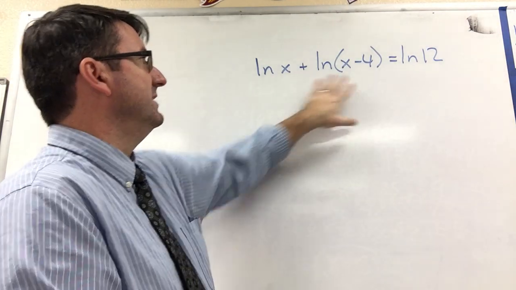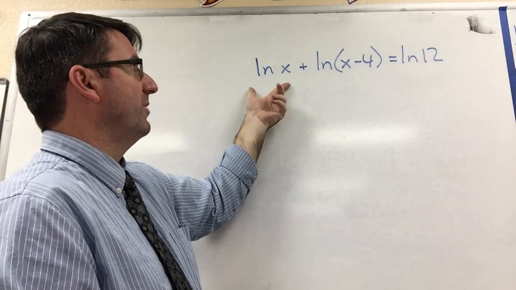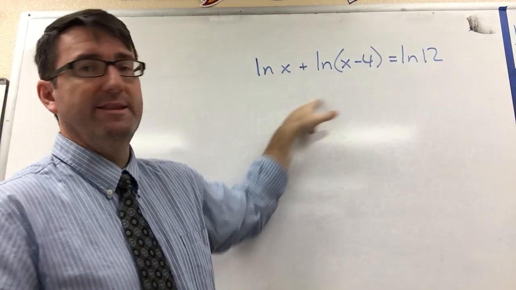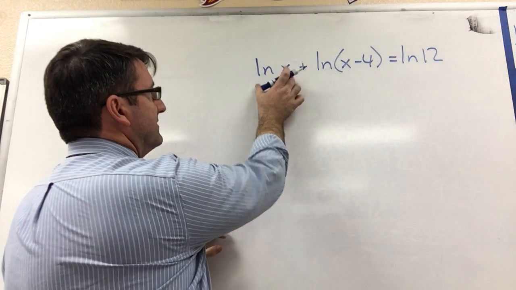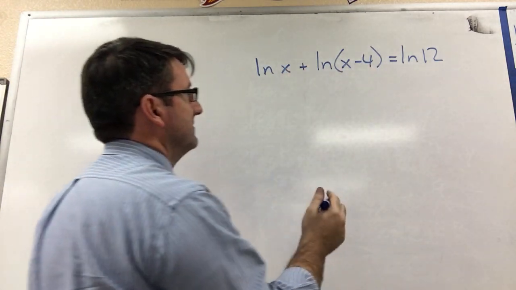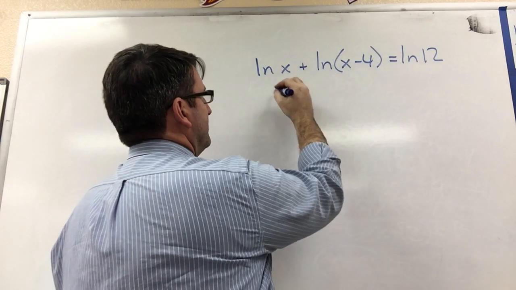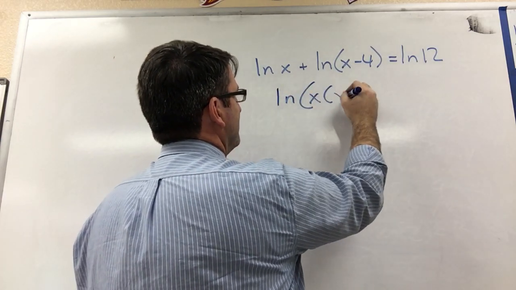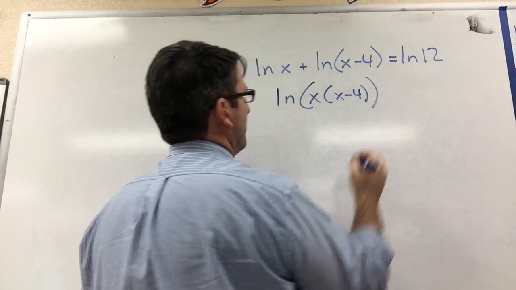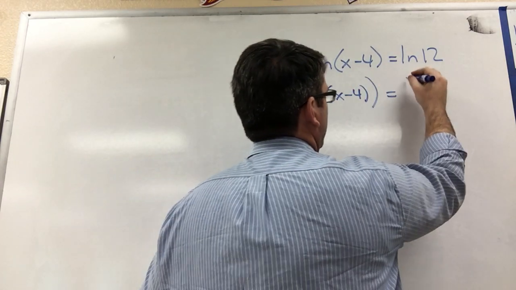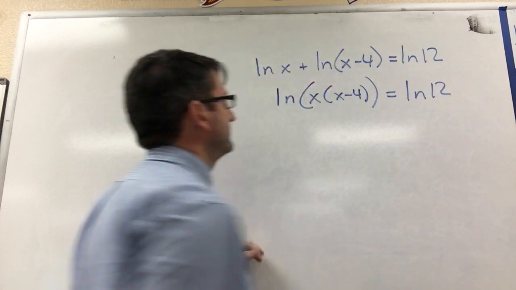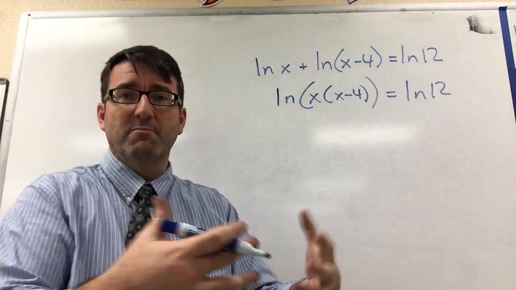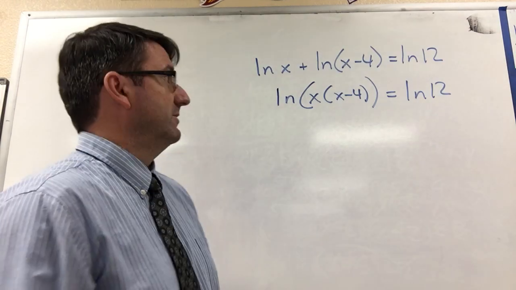And so we can do that by using the product property to combine these two logs. So natural log of x plus natural log of x minus 4 is equal to the natural log of x times x minus 4. And that's going to be equal to the natural log of 12. So all we've done is multiply that x times the x minus 4 and combine that into one natural log.